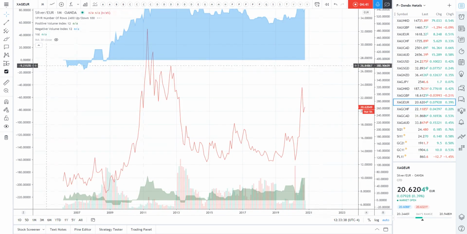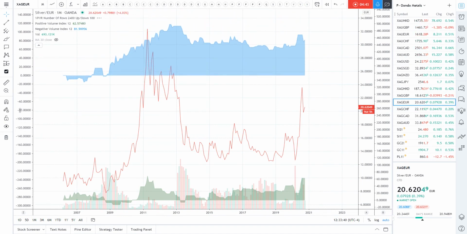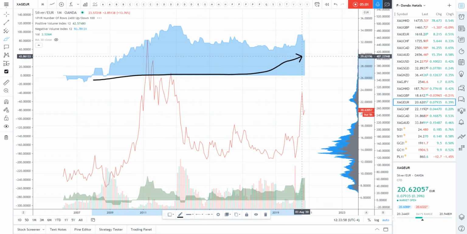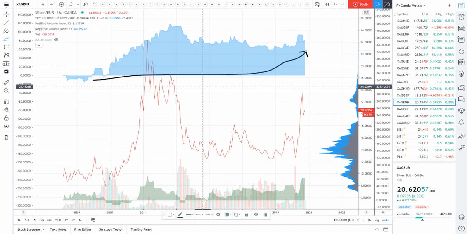Silver in euros. And look at that. Keep this one in mind, because when we go to the US dollar, you're going to understand this chart a little bit more. The smart money never really gave up on silver in euros for all those years, despite silver's weakness versus the US dollar. And they were always buying up the dips in the euros.